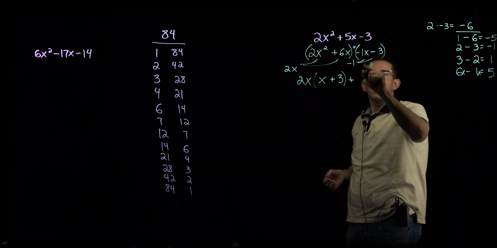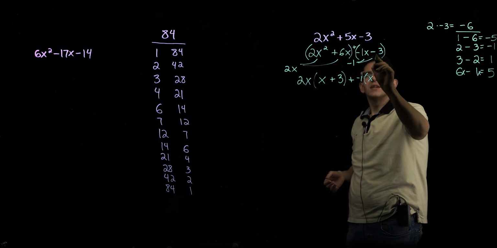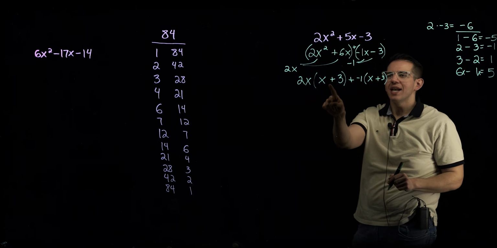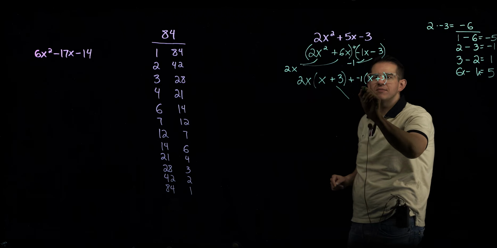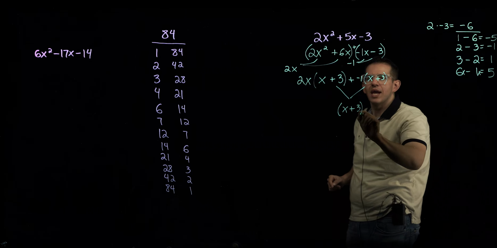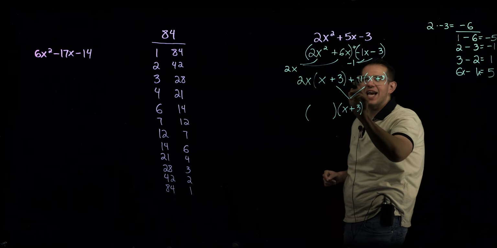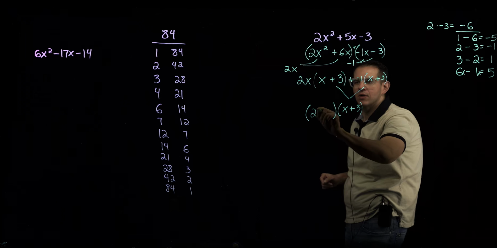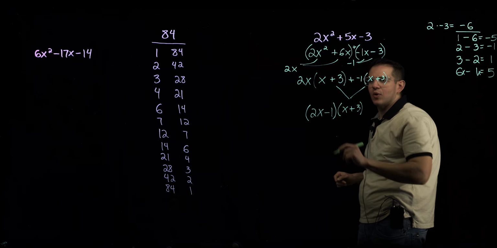That would leave us with positive x and positive 3. And now that they're matching, we can just bring one of them down and multiply by what's added on the outside of each one. 2x here plus -1 or -1 here.